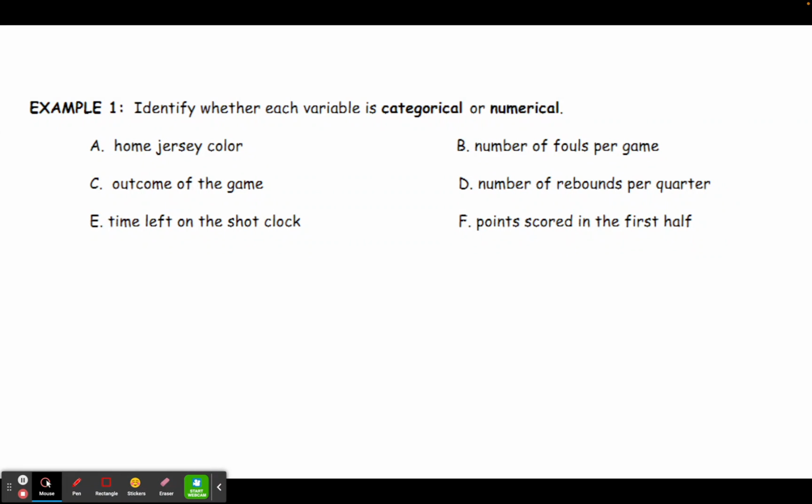Now, since this is a review, I would recommend that you pause the video and see if you can correctly classify each of these variables as being either categorical or numerical. All right, home jersey color is categorical. Number of fouls per game is numerical. Outcome of the game is categorical. Number of rebounds per quarter would be numerical. Time left on the clock is numerical. And points scored in the first half would be numerical.